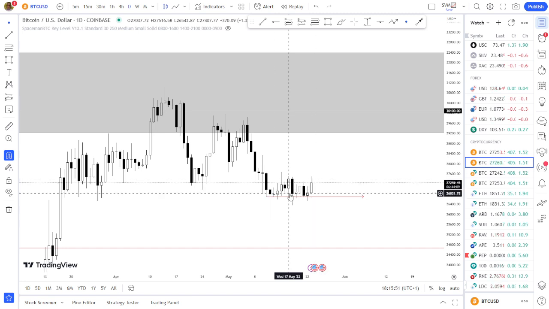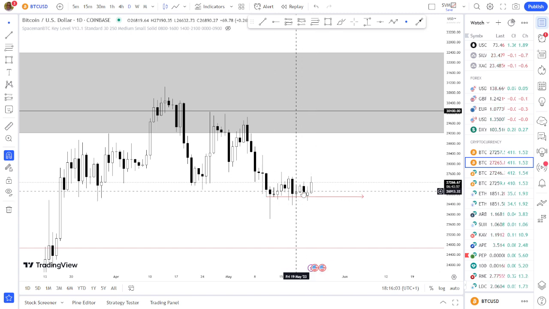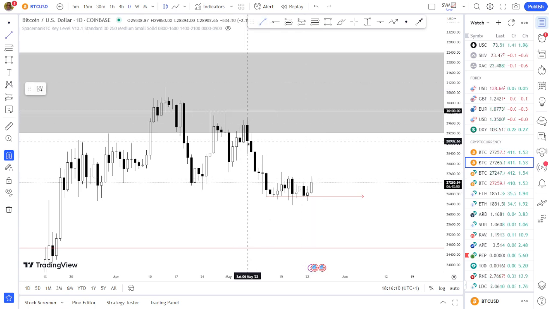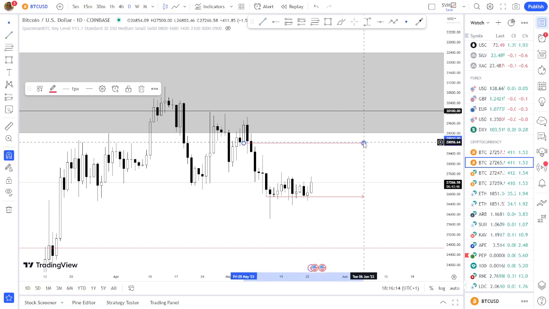So I feel the only time this idea of these SFP swing failures will be wrong is if we have a daily close below this red line, right? That's when this idea will be invalidated. But for now, it's still valid, and I still feel if we do get an up move, it should trade towards somewhere around here, right?